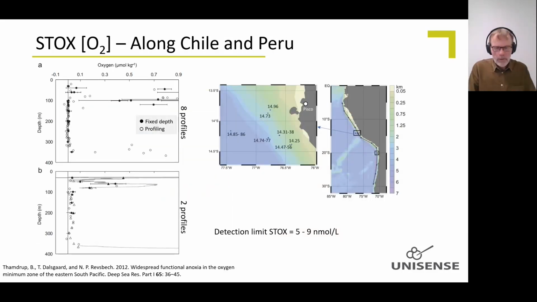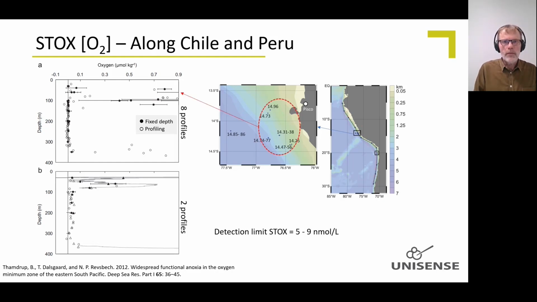But what we had the option to do was that we had STOX sensors with a detection limit of 5 to 9 nanomolar. This was in the early days of the STOX sensor. And we have a custom-built amplifier that was mounted on a CTD, so we could do profiling in a lot of different stations along the coast here. This shows the cruise track, and this shows the data.